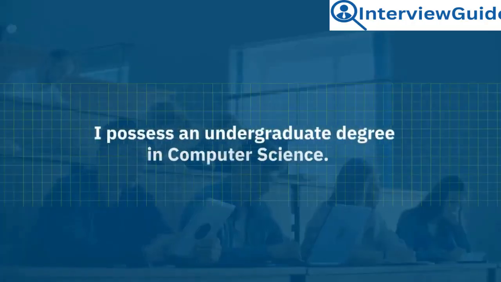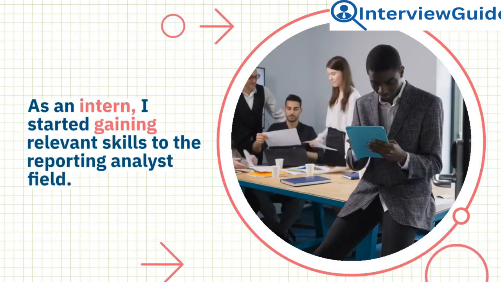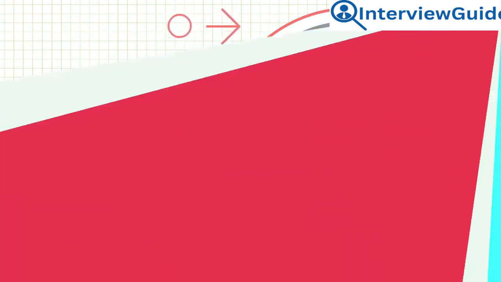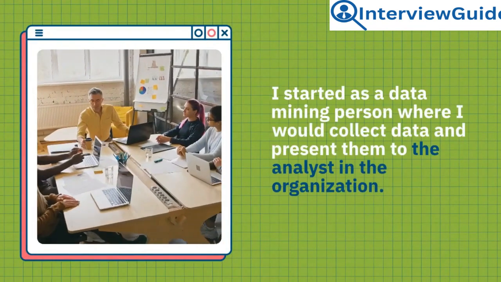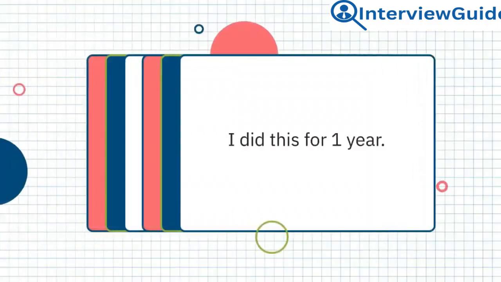Sample answer. I possess an undergraduate degree in computer science. As an intern, I started gaining skills relevant to the reporting analyst field. I started as a data mining person where I would collect data and present it to the analyst in the organization. I did this for 1 year.